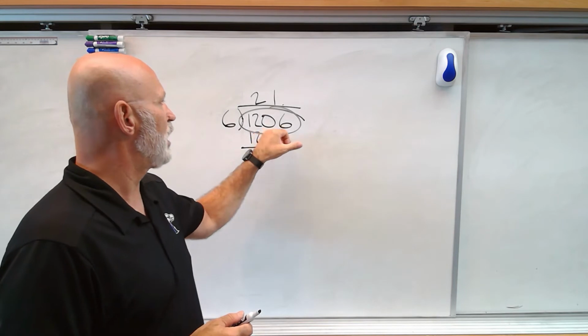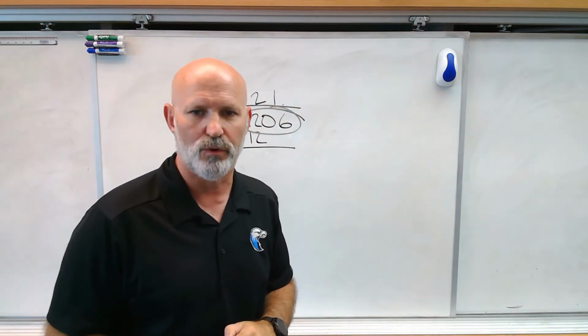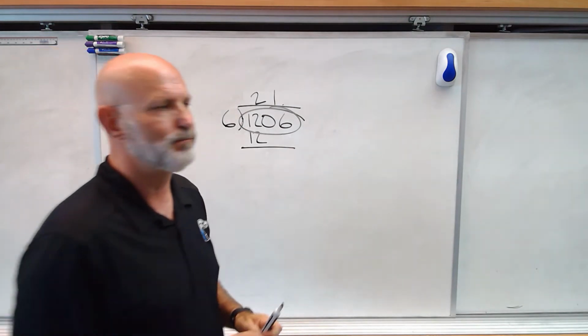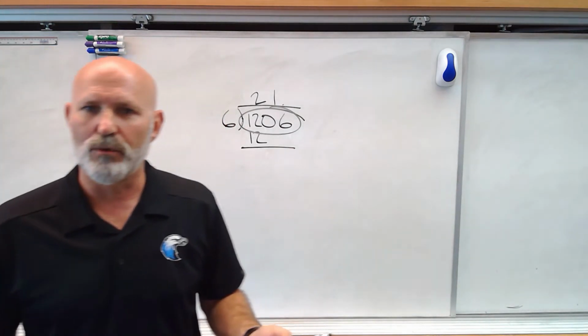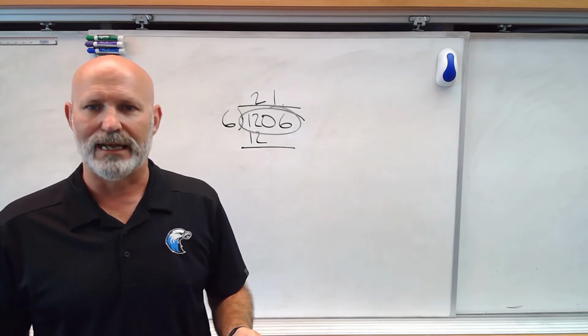If it goes in 0 times, make sure you put in your 0 as your placeholder to make sure that you get the correct answer. Now, let's try one with decimals, okay? So let's look at how we're going to divide decimals.